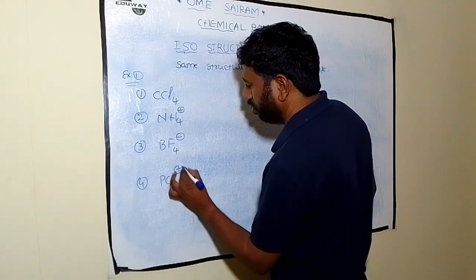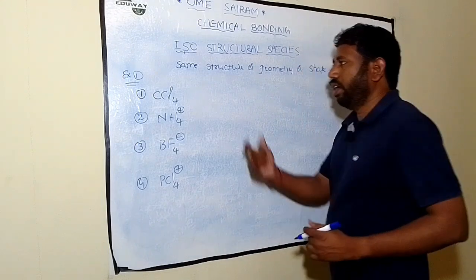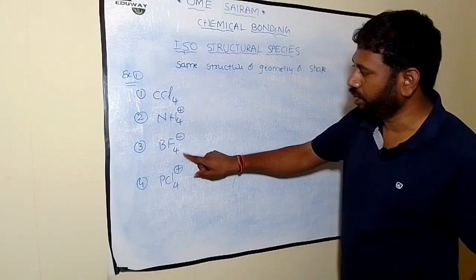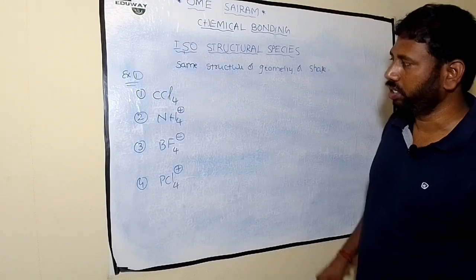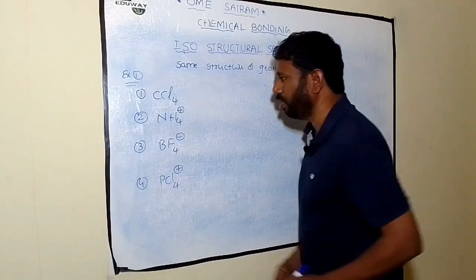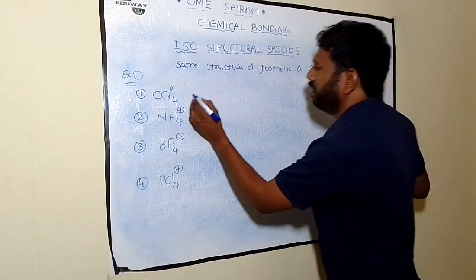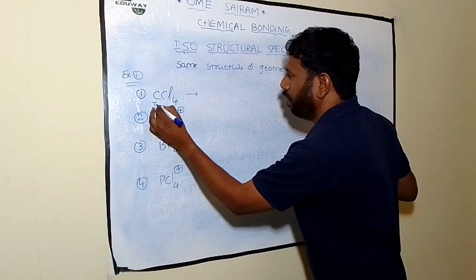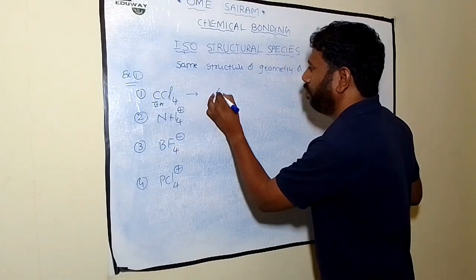Now I have taken 4 species: CCl4, NH4 positive charge, BF4 negative charge, PCl4 positive charge. Now we have to find out the geometry of these species. In CCl4, the central atom is carbon. It belongs to 4th A group element. Now it contains 4 valence electrons.